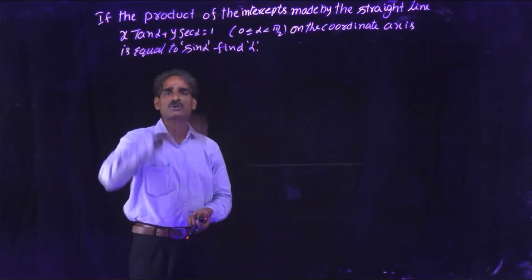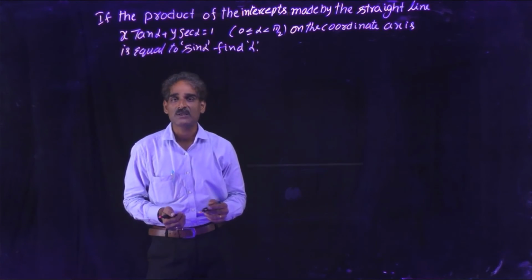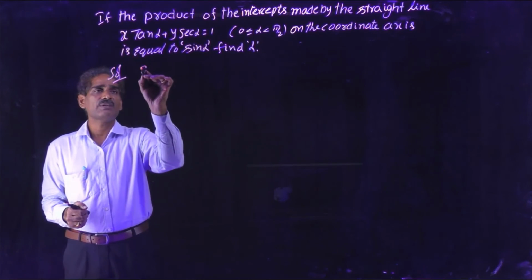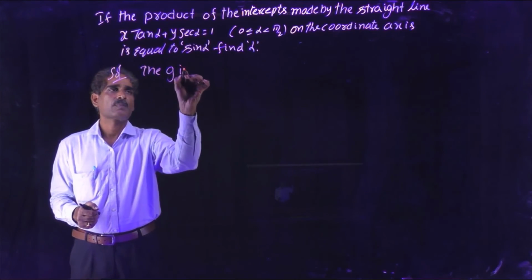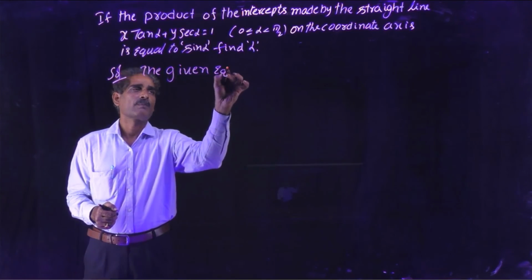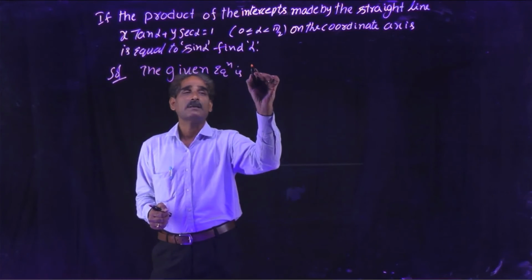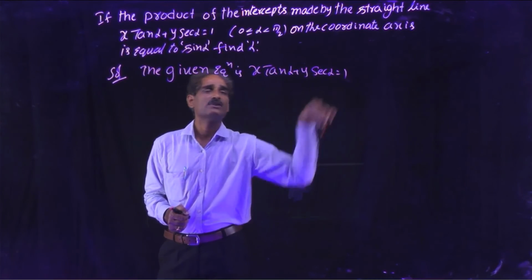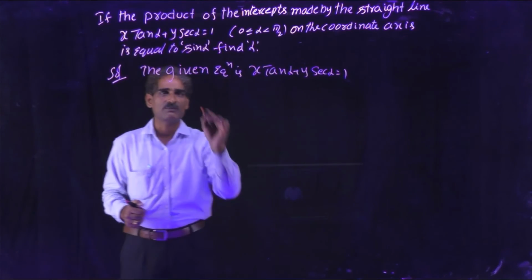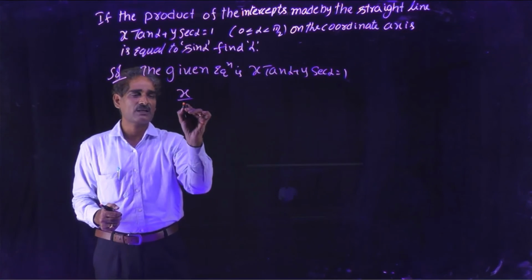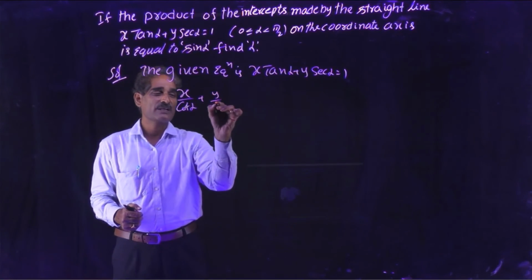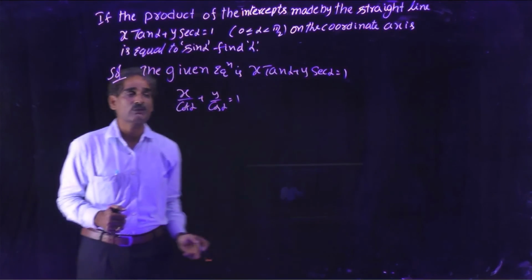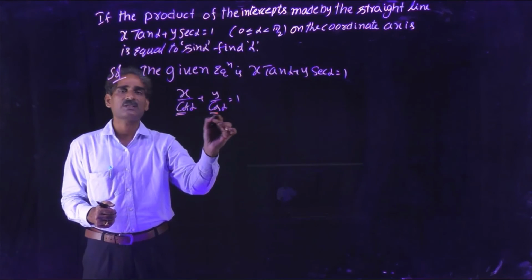So try to bring this equation into intercept form. What is the intercept form? x by a plus y by b is equal to 1. So now the given equation is x tan alpha plus y secant alpha is equal to 1. We want to bring this into intercept form. So x by something, that means x by cot alpha plus y by cos alpha is equal to 1, because tan is nothing but 1 by cot, and secant is nothing but 1 by cos. Here the x-intercept is cot alpha, and the y-intercept is cos alpha.